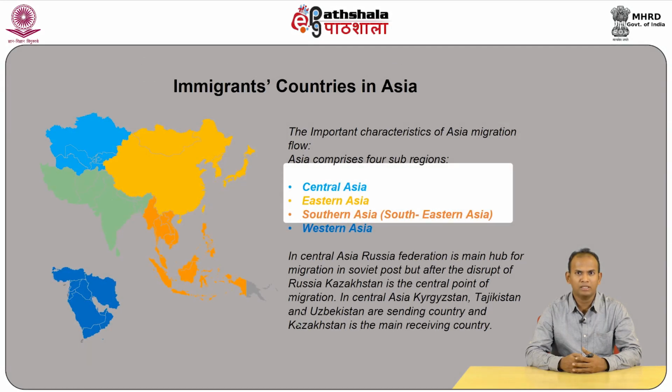The important characteristics of Asia migration flow. Asia comprises sub-regions: Central Asia, Eastern Asia, Southern Asia, Southeastern Asia and Western Asia. In Central Asia, the Russian Federation was the main hub for migration in the post-Soviet period. But after the disruption of Russia, Kazakhstan became the central point of migration. In Central Asia, Kyrgyzstan, Tajikistan and Uzbekistan are sending countries and Kazakhstan is the main receiving country.